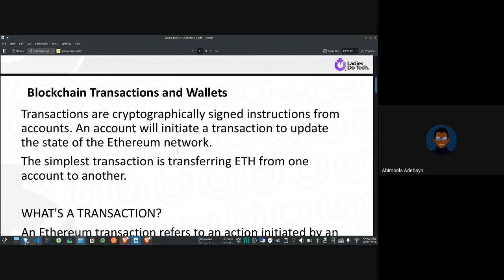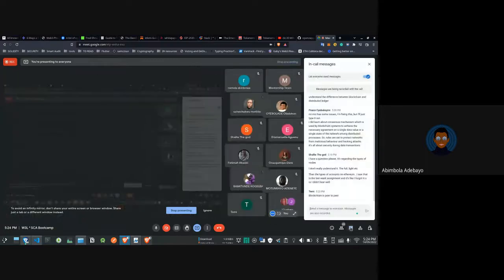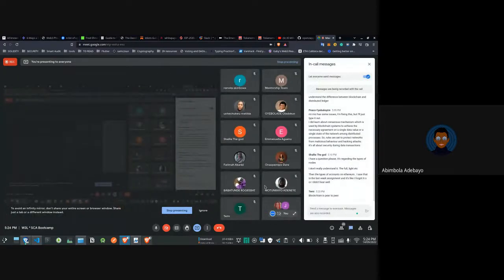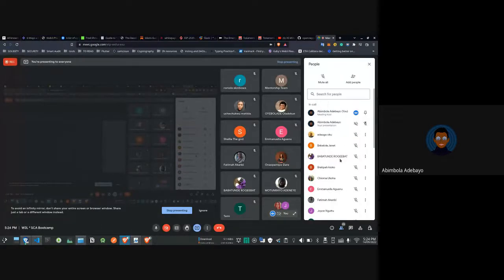And why is it like that? Let me see if everybody understands. Why is it that contract accounts cannot initiate transactions? You can drop it in the chat. You can unmute your mic. Or do you want me to start calling names? Why do you think contract accounts cannot initiate transactions? I've explained this in our last class.